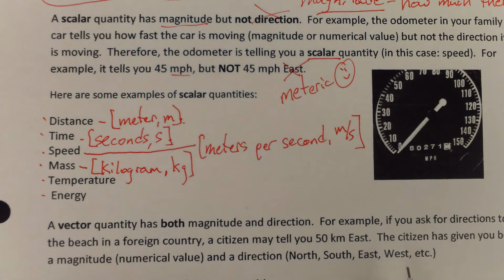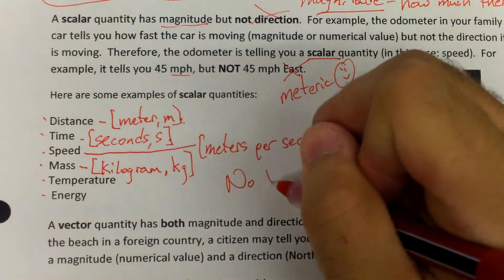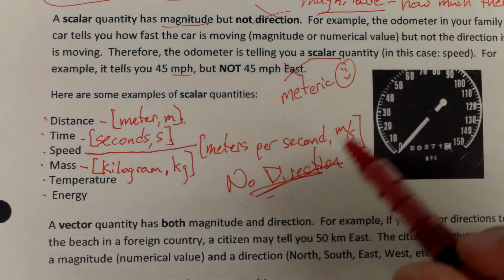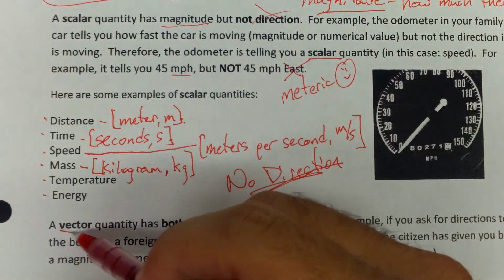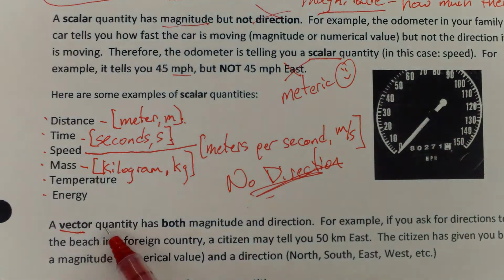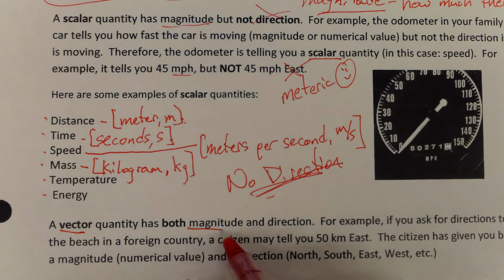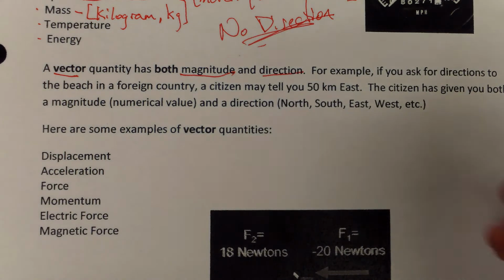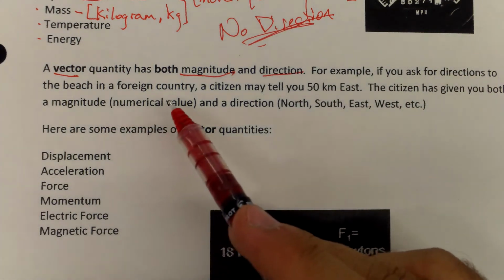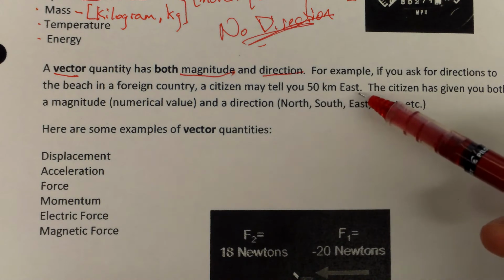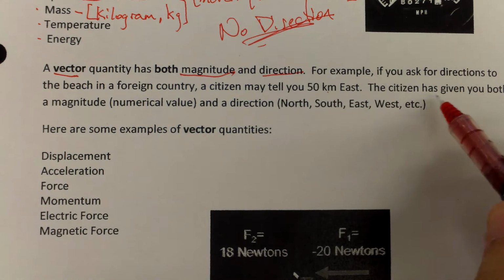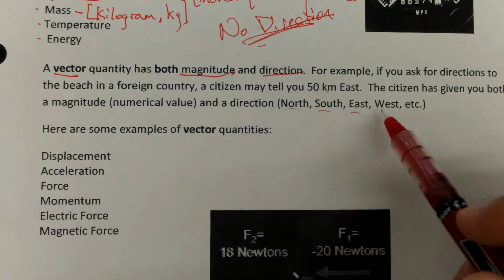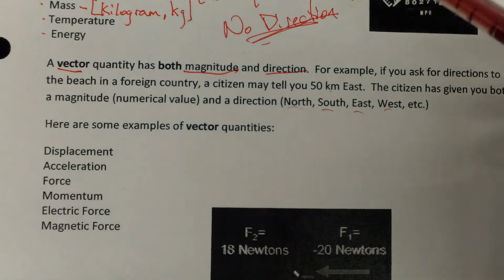Now, scalar quantities, again, have no direction. So, the big difference between scalars and vectors is vector quantities have both magnitude and direction. Okay? Vector has both magnitude and direction. For example, if you ask directions to the beach in a foreign country, a citizen may tell you 50 kilometers east. This is kilometers. The citizen has given you both a magnitude, or numerical value, and a direction, north, south, east, or west. Okay, so some examples of vectors.